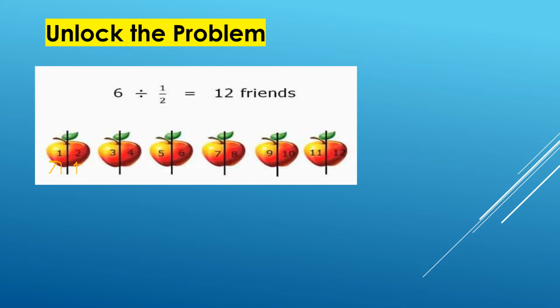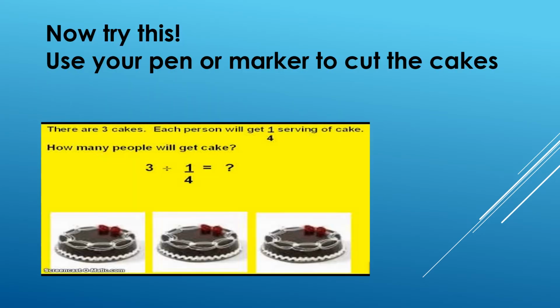So if we can draw a simple model for the apples, for the bread, for chocolates, for papers, I can find the answers easily. Let's take another example. Let's try this. Use your pen or marker to cut the cakes. I have 3 cakes, and each person will get 4th serving of a cake. A 4th, okay? It's 1 over 4.